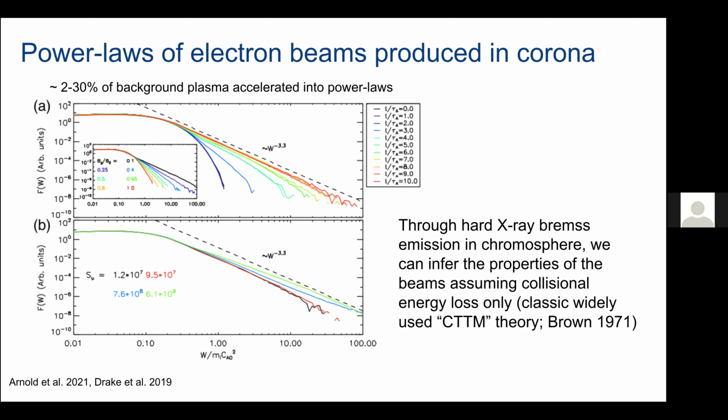And the main technique that has been used for over 50 years now is called the collisional cold target model. It's what everyone uses. But we've always known there are some severe problems with this. And I'm going to talk about one of the main problems and a possible solution today.